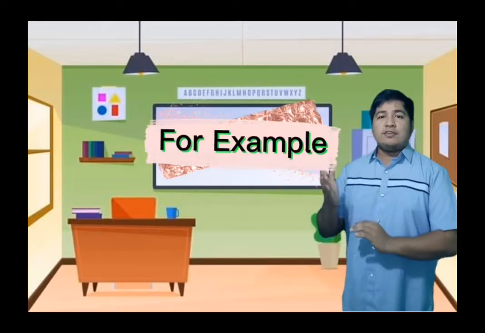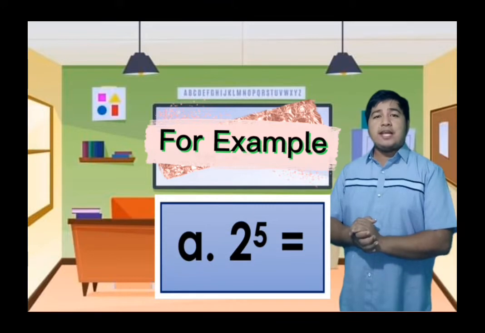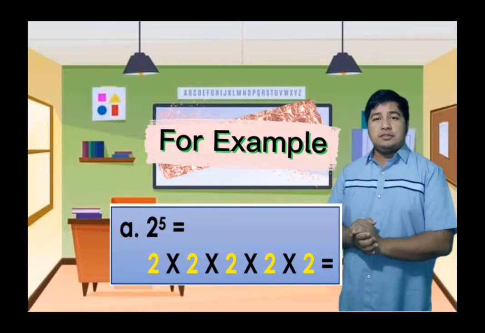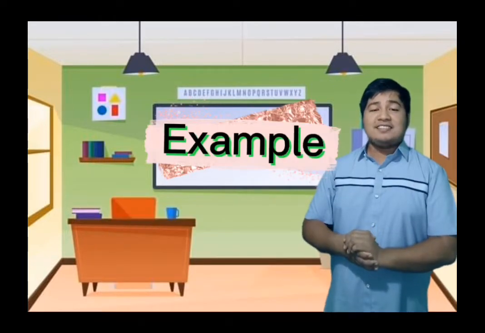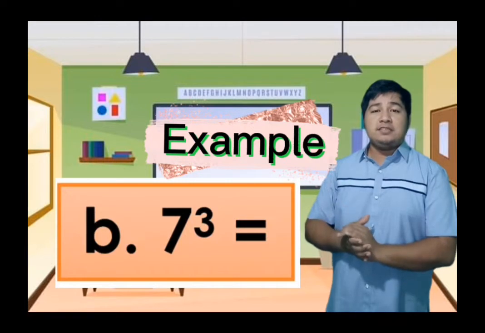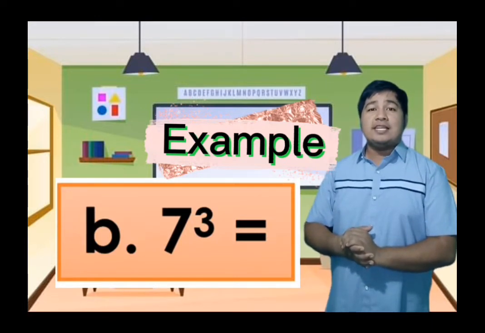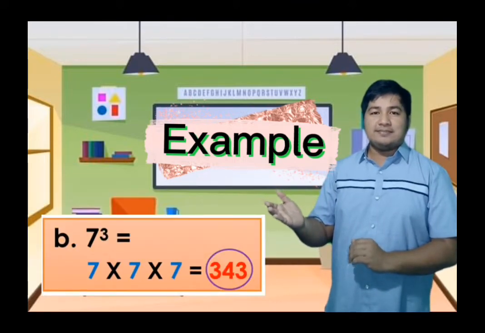For example, in letter A, that is 2 raised to 5. That means you have to multiply 2 by itself 5 times. That is 2 times 2 times 2 times 2 times 2 is equal to 32. For the second example, in letter B, that is 7 raised to 3. That means you have to multiply 7 by itself 3 times. That is 7 times 7 times 7 is equal to 343.